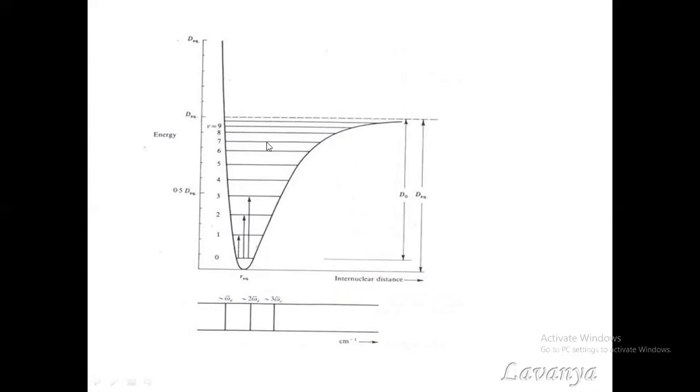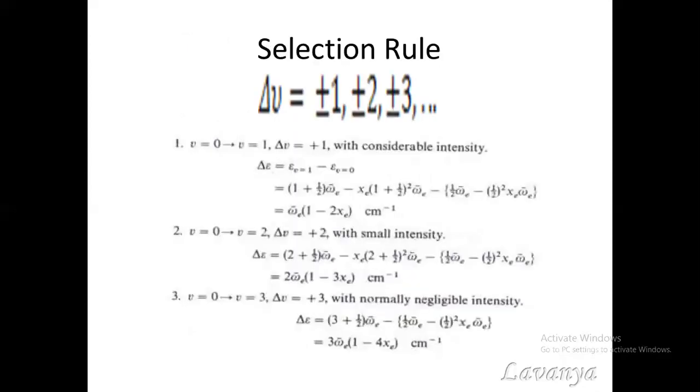So we can expect different peaks for molecules at one particular vibrational level. The selection rule for the anharmonic oscillator is not simply plus or minus 1. It can be plus or minus 1, plus or minus 2, plus or minus 3, and so on. Other than plus or minus 1, these are considered overtones. Let's calculate if the transition is plus or minus 1.